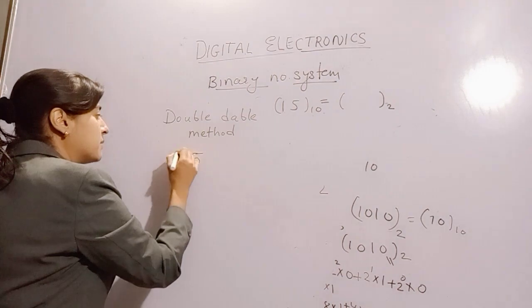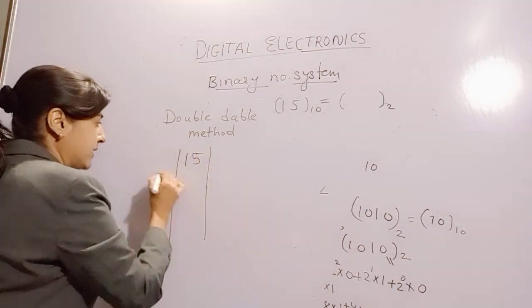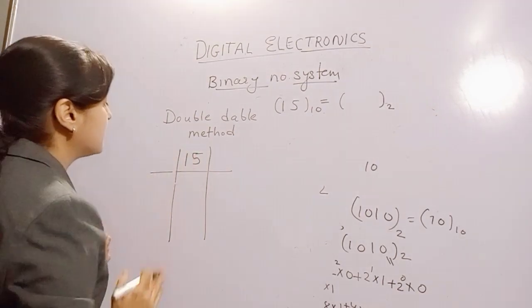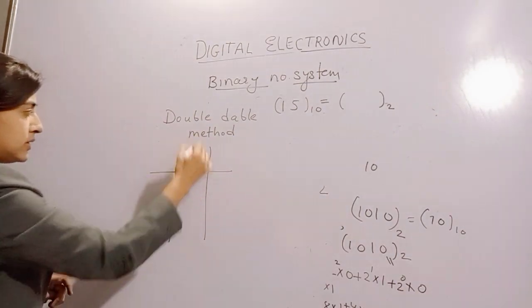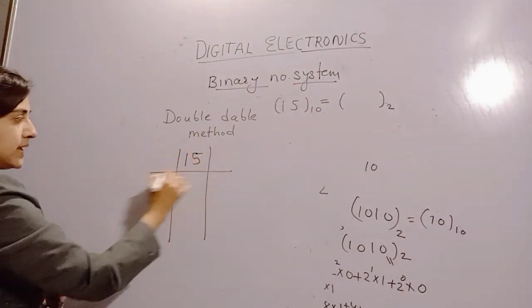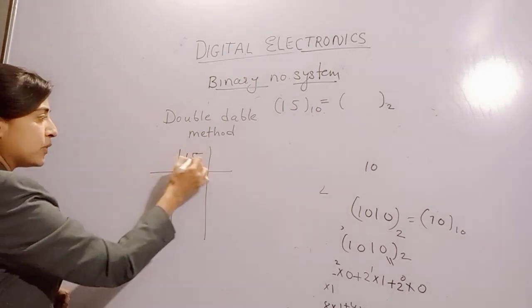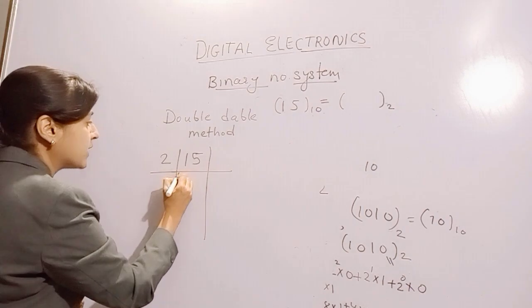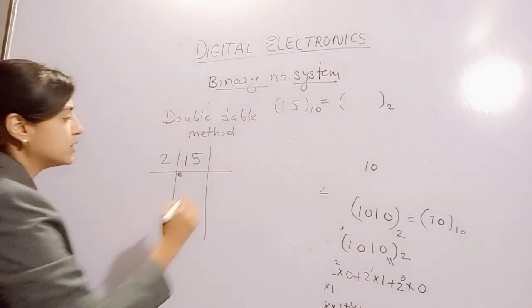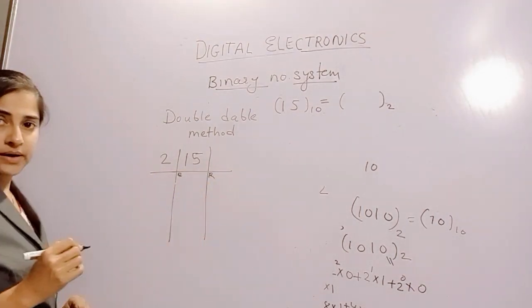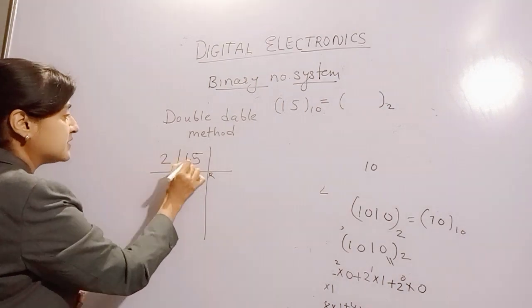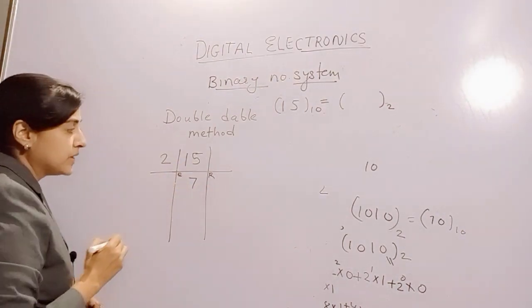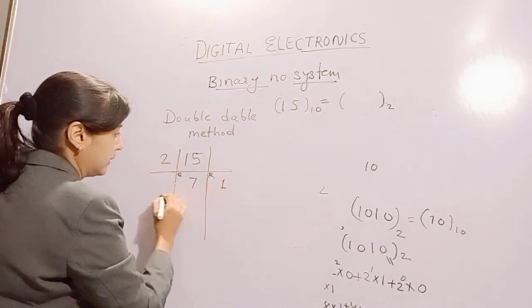Now the decimal number which we want to convert into binary is 15. So what we have to do is write the number first, draw these vertical lines this way, then keep on dividing this number by 2. Here you have to write the quotient part, here you have to write the remainder part. Now if I divide this number 15 by 2, the quotient I will get is 7, and then 1 will be the remainder.